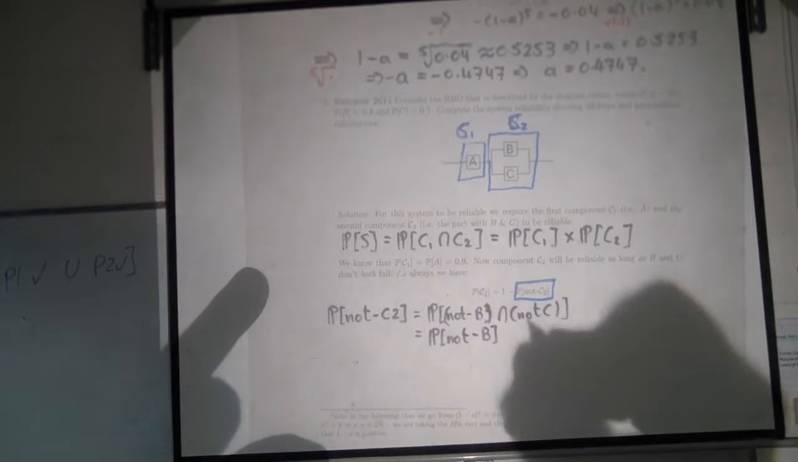Not C. So for this to fail, B has to fail and C has to fail. You can get by with one of them, but it will fail if only a quarter of them go. What does the "and" mean? Multiply. So you've got the probability of not B multiplied by the probability of not C.